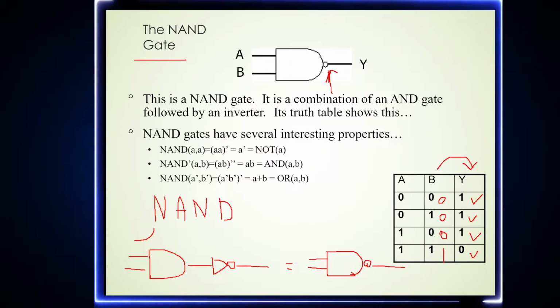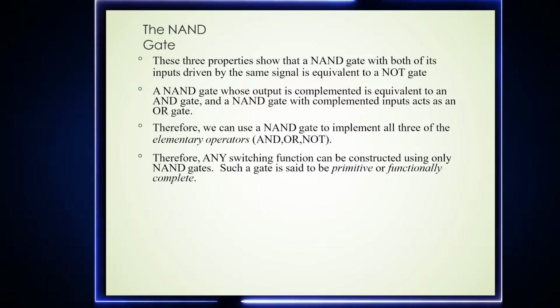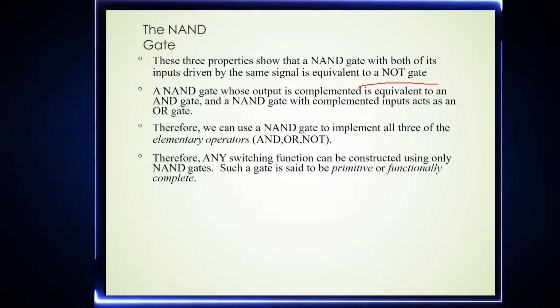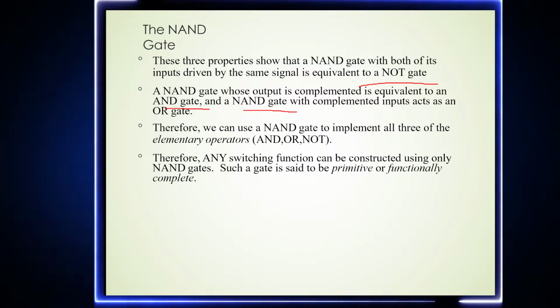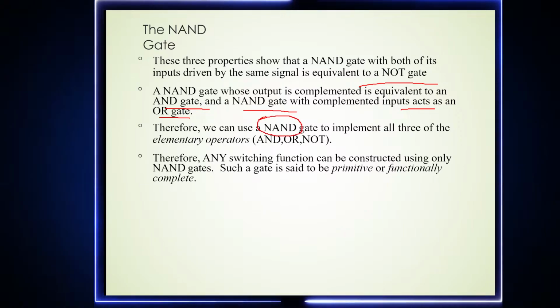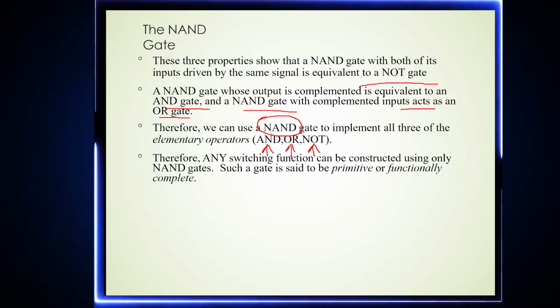Now let's understand the properties of a NAND. These three properties show that a NAND gate with both the inputs driven by the same signal is equivalent to a NOT gate. A NAND gate whose output is complemented is equivalent to an AND gate, and a NAND gate with complemented inputs acts as an OR gate. Therefore, we can use a NAND gate for the elementary operators or the basic logic functions AND, OR, and NOT. In the next slide, I will show you how they have constructed the basic operations using NAND.